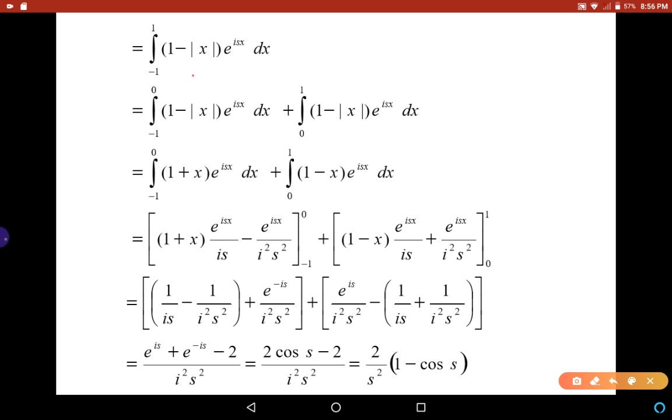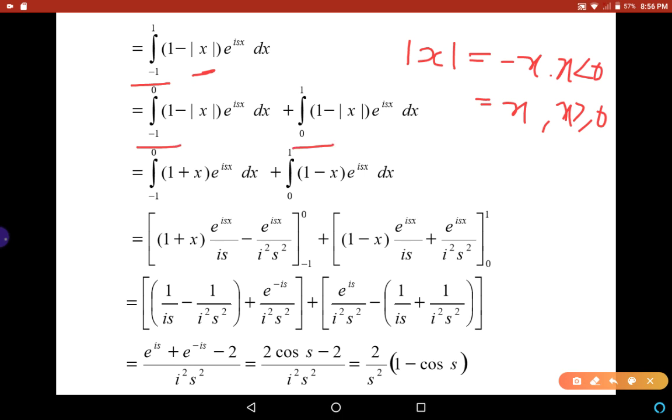Now, because we have modulus of x here and we know that |x| is equal to -x if x is less than 0 and x if x is greater than or equal to 0. Therefore, according to the definition of |x|, we again split the integral from -1 to 1 as -1 to 0 plus 0 to 1. In the interval -1 to 0, because x is less than 0 in that case, modulus of x is equal to -x, and hence this becomes 1 + x. And in the interval 0 to 1, |x| is equal to x, therefore this becomes 1 - x here.